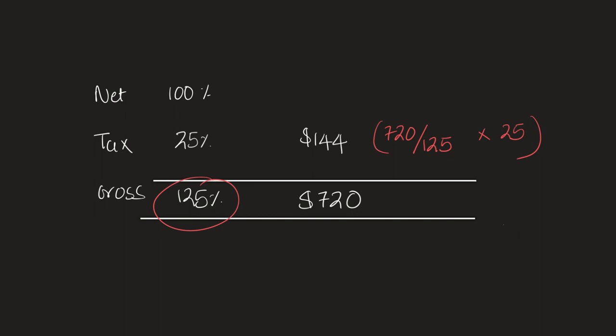Now, just for completeness, what we'll also do is 720 minus the 144 to give us the net amount of 576. Okay, so I'm just working backwards to get that amount. Or if you were plugging this in your calculator, another way to check this is to do 720 divided by 125, multiply it by 100, and you will also get 576. Hopefully that helps you with your question.